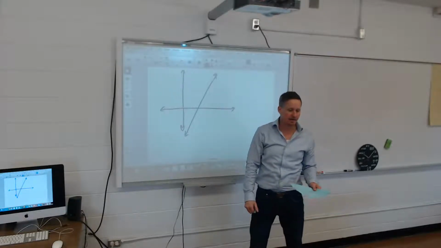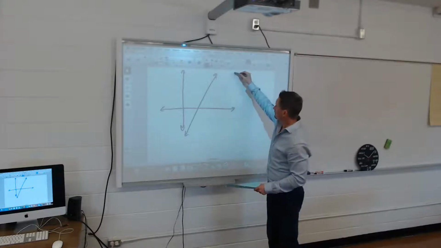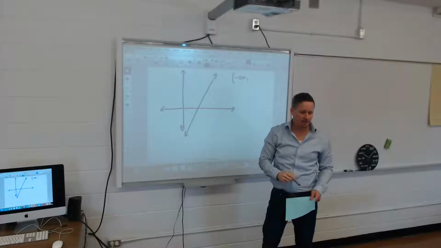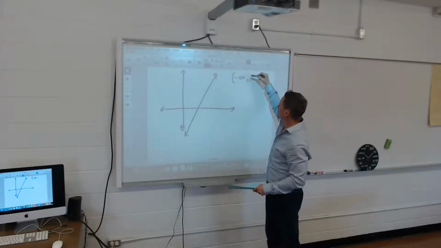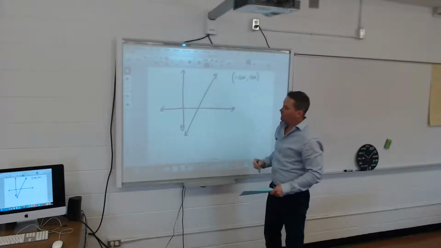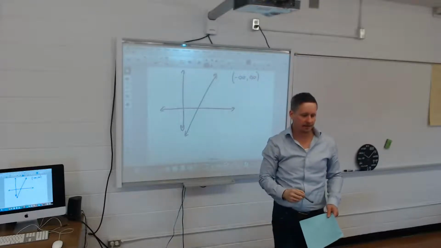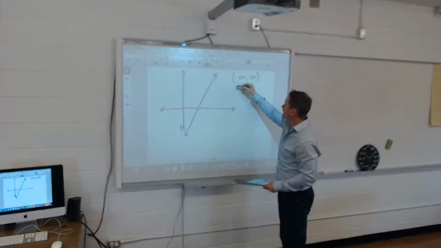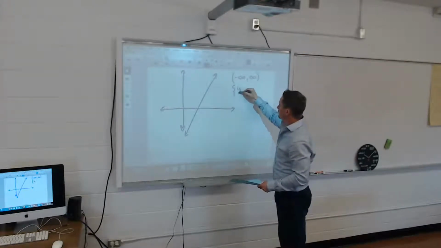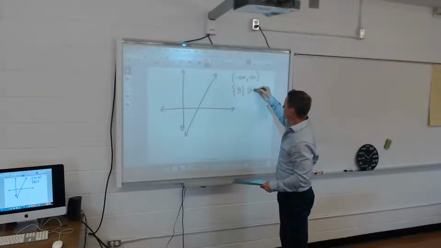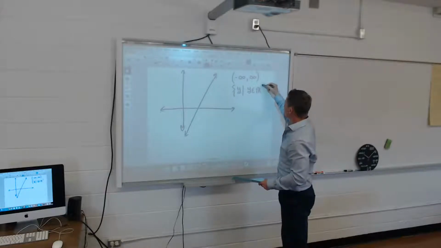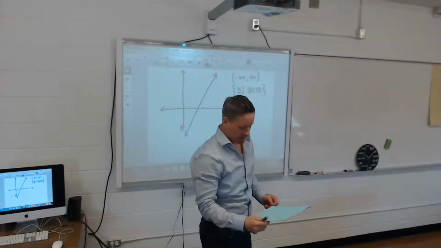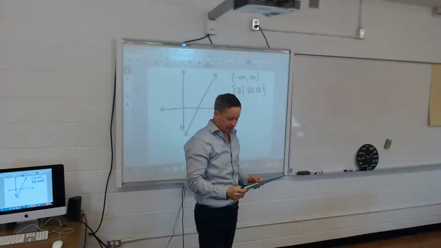So how do I state that mathematically? Negative infinity. And then the highest it goes is positive infinity. Okay? So in interval notation, that's how I want to write it. Negative infinity to positive infinity. In set notation, y is an element of all reals. That means it goes forever. It goes up forever, down forever. So the answer for that one is D then.